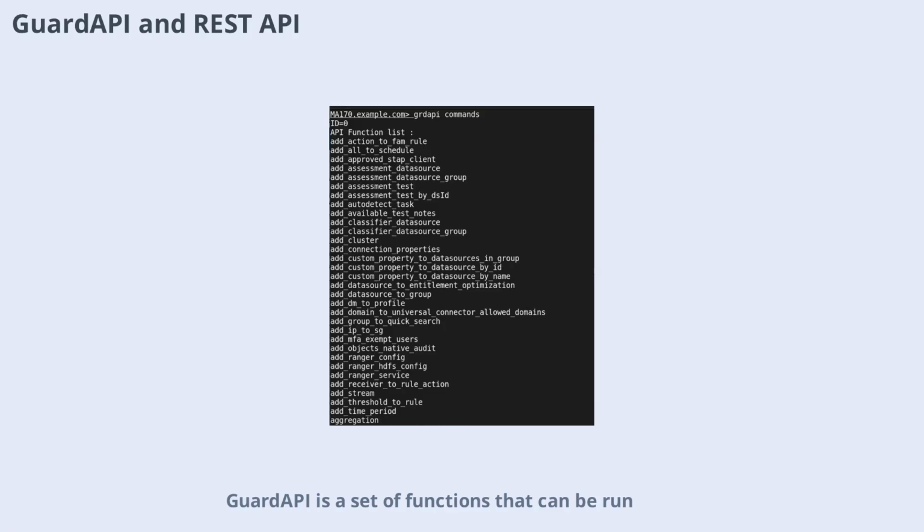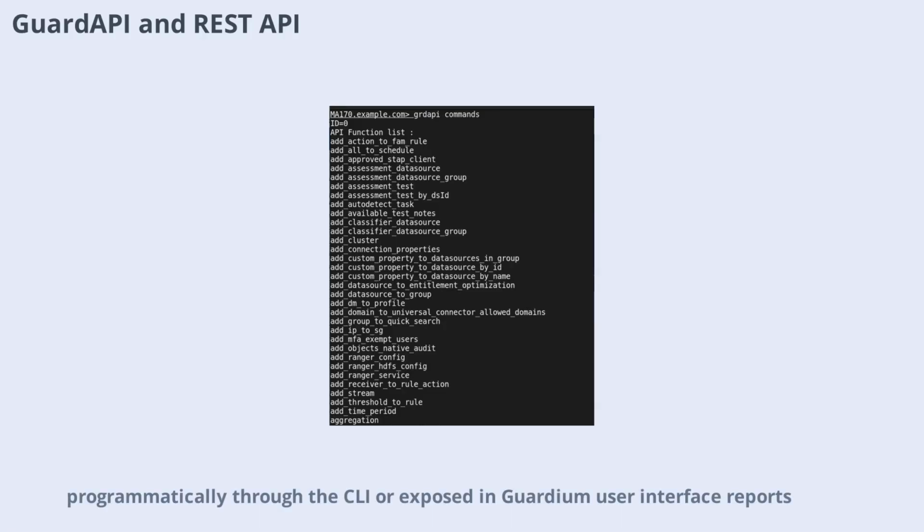API is a set of functions that can be run programmatically through the CLI or exposed in Guardium user interface reports. These functions help automate repetitive tasks and can be accessed via SSH CLI. REST API equivalents are also available, providing flexibility for integration with other systems and workflows.